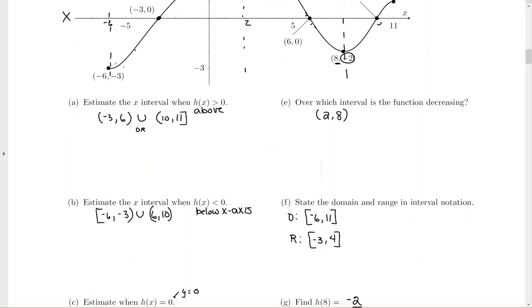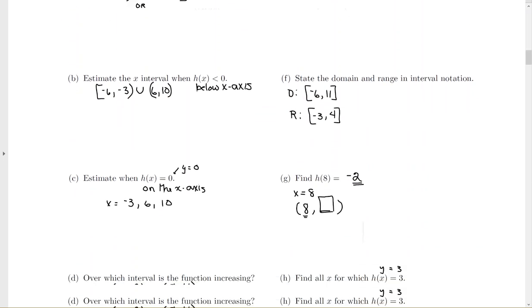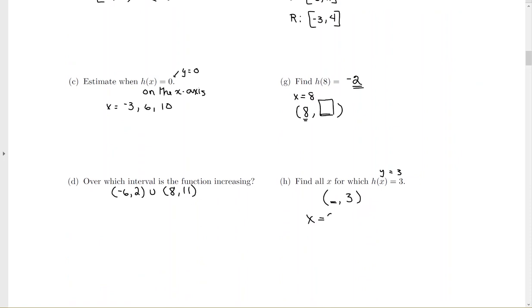So our answers to this one are 0. So 0, 3 was on the graph, and then the other x value was 4, because 4, 3 was also on the graph.